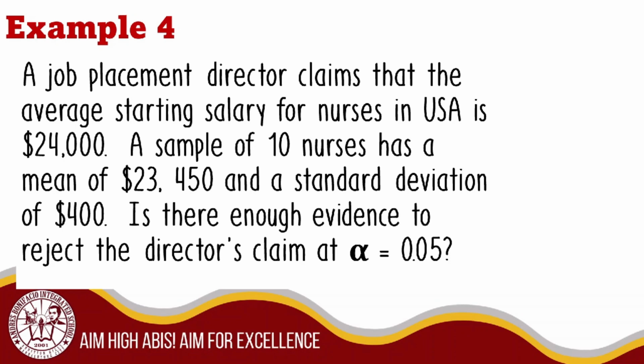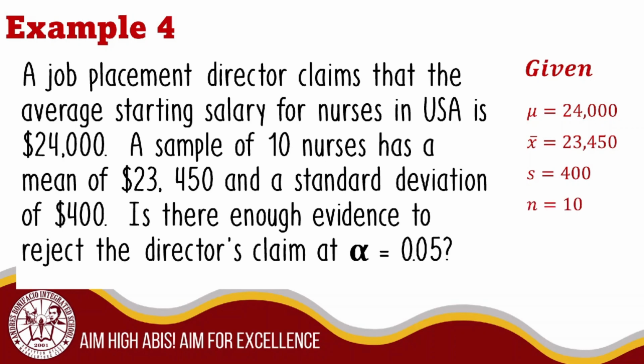Okay, so first we write our given. So first we have the population mean, which is 24,000. We have the sample mean, which is 23,450. The standard deviation is 400. Our sample size is 10. And our significance level, or the level of significance, is 0.05.